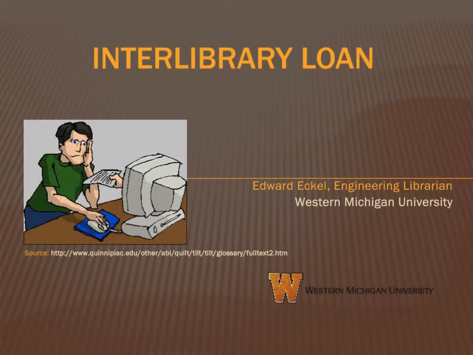When the university libraries do not have a full-text copy of an article, we can get a copy of that article from another library. That service is called Interlibrary Loan. Here is how to do an interlibrary loan for an article.